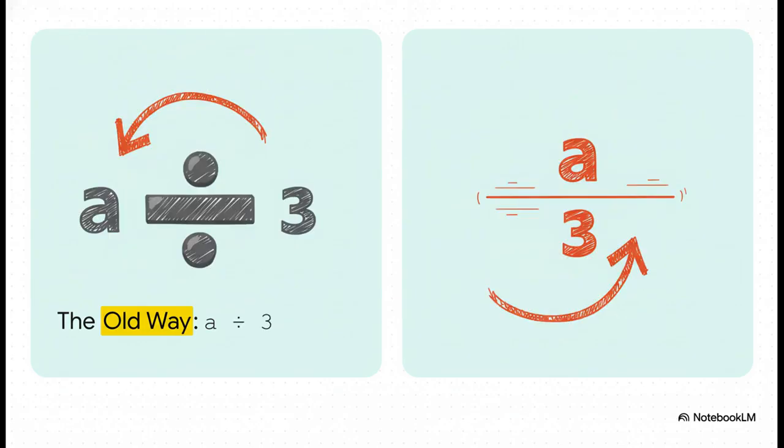And our third rule is all about division. Instead of using that classic division symbol, we write it just like a fraction. So a divided by 3 becomes a over 3. The first item always goes on top, in the numerator, and the second item goes on the bottom, in the denominator. Easy, right? It's much cleaner this way.